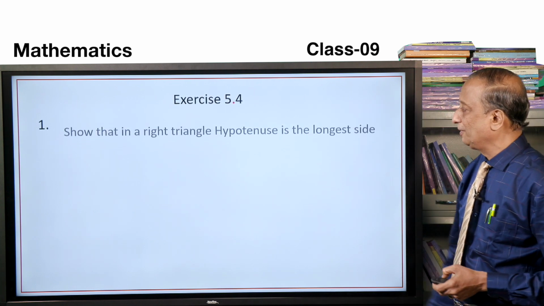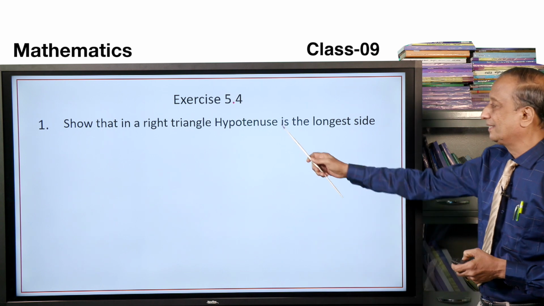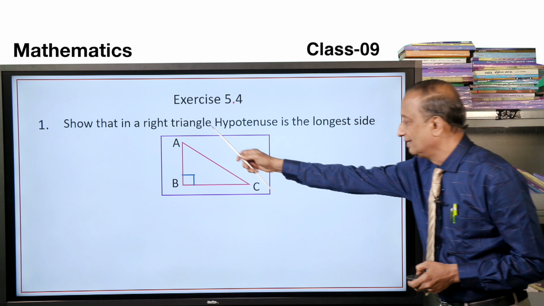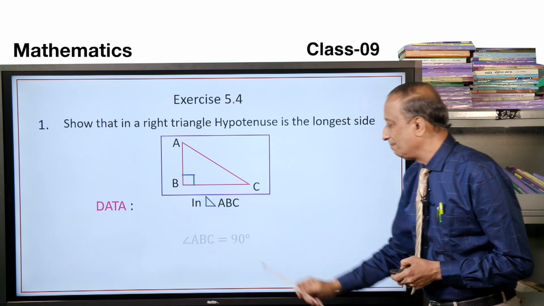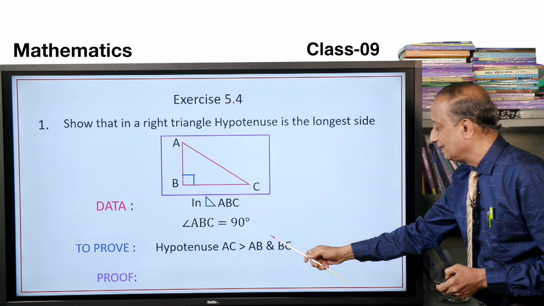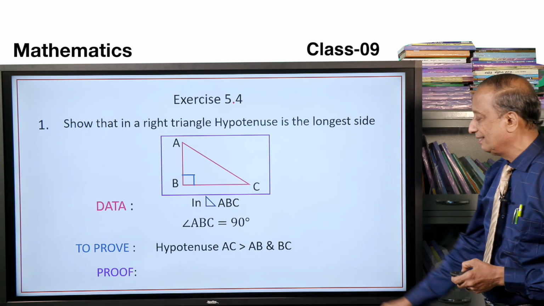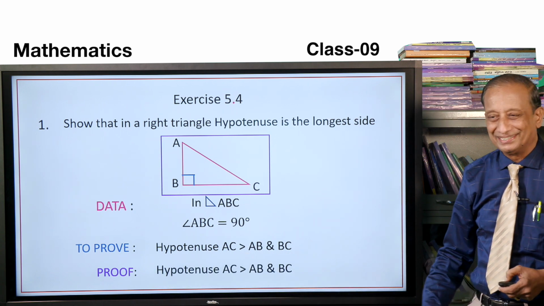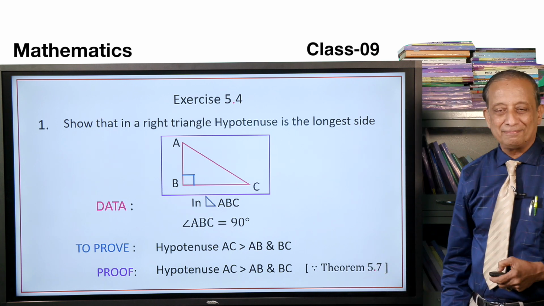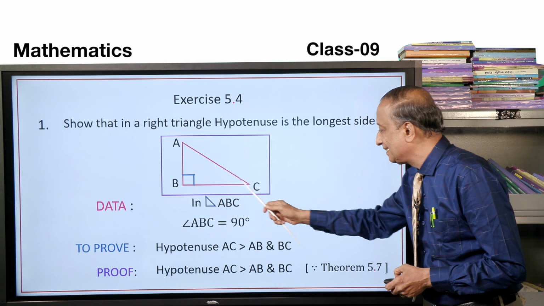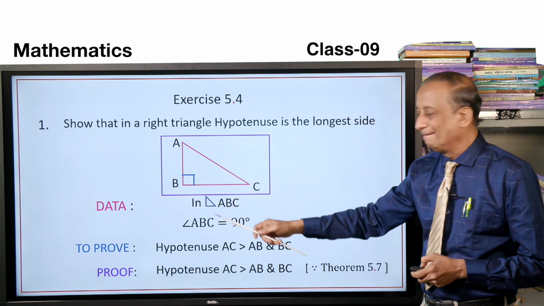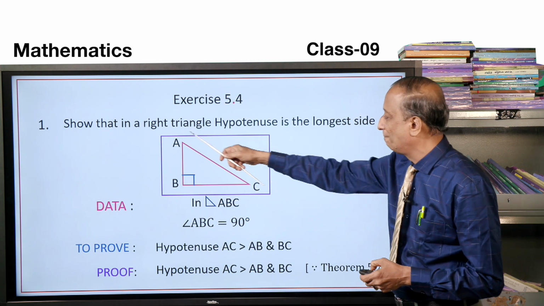Exercise 5, problem number 1, let us try to understand this. Show that in a right triangle, the hypotenuse is the longest side. Here is a right triangle in which angle ABC is equal to 90 degrees. We have to show that this hypotenuse AC is greater than AB and BC. The proof is very simple, children. Just in one single line you can prove this. It's all because of 5.7. If you observe these three angles, this angle is the greatest angle, being 90 degrees. Therefore, the side opposite to it is AC.